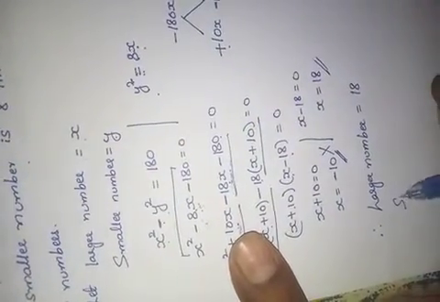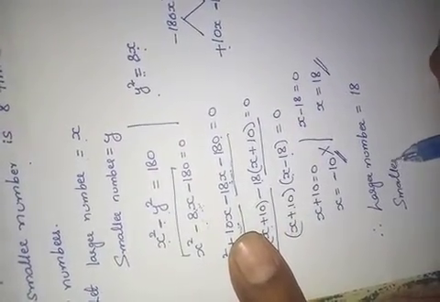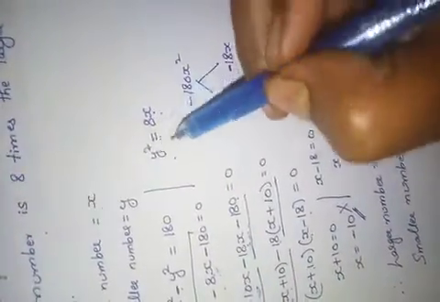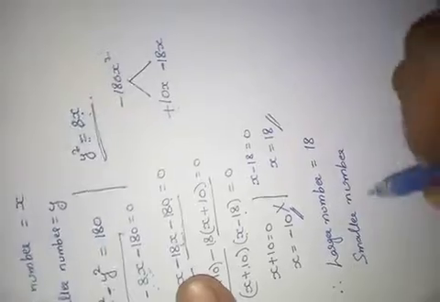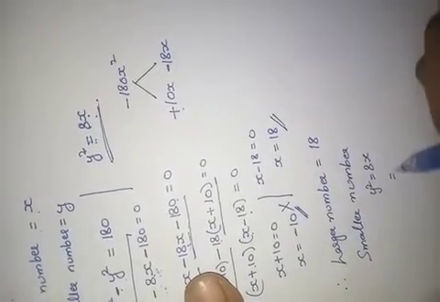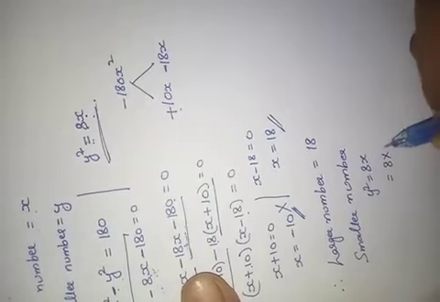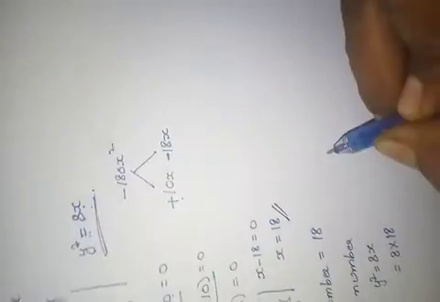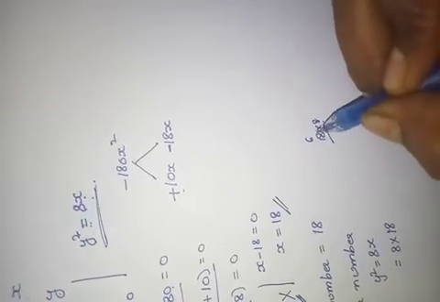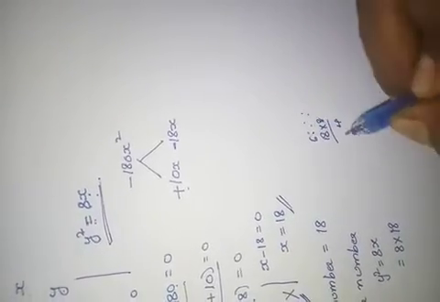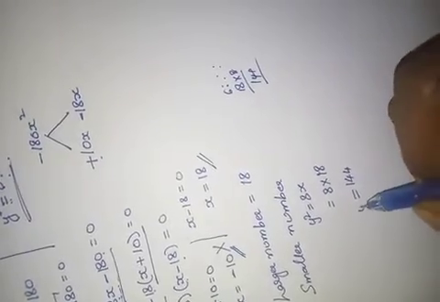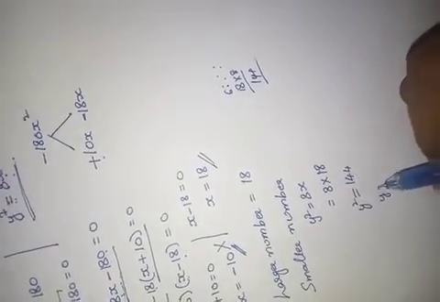Then what is the smaller number? For finding the smaller number, we have y square equals 8x. That equals 8 into 18. 8 8s are 64, 8 1s are 8, so 64 plus 80 is 144. What is that? y square. So y equals what?